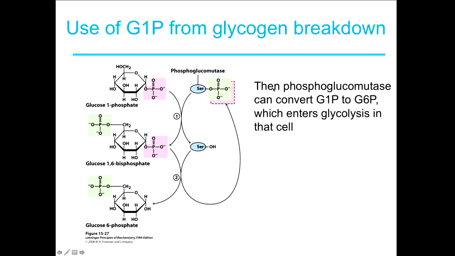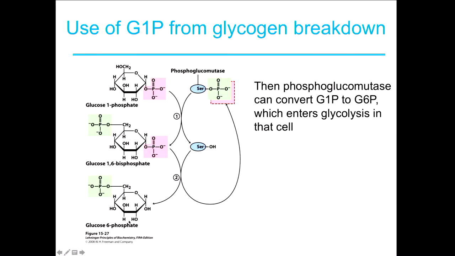Well, we have a mutase. We've heard of another mutase in glycolysis, so this is the same sort of idea, in fact a very similar reaction. We have an enzyme that has a serine activated with a phosphoryl group and passes it over to glucose 1-phosphate to give you glucose 1,6-bisphosphate. Then it picks up the phosphoryl group that was in the one position, so you get your enzyme back, ready to go again, phosphoglucomutase.